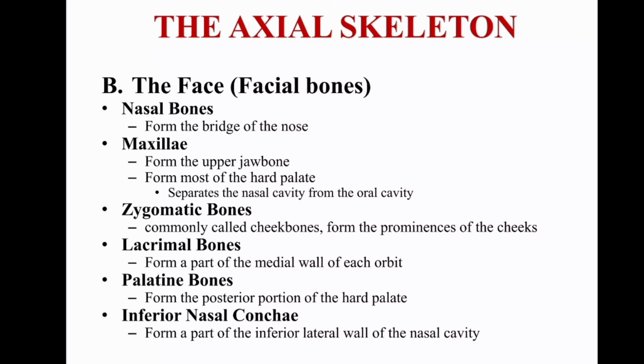The lacrimal bones form part of the medial wall of each orbit. Next is the palatine bone, which forms the posterior portion of the hard palate. Next is the inferior nasal concha, which forms part of the inferior lateral wall of the nasal cavity. So this is about the facial bones. You can take notes and prepare quickly.